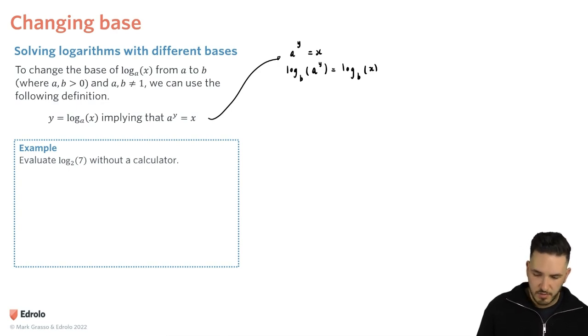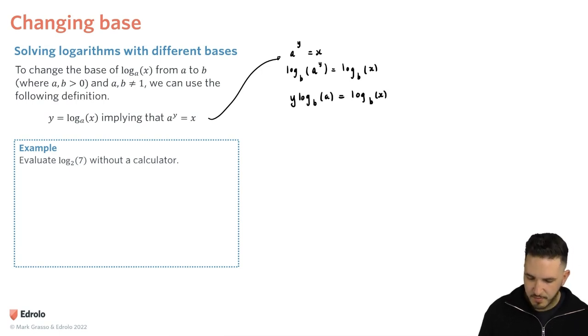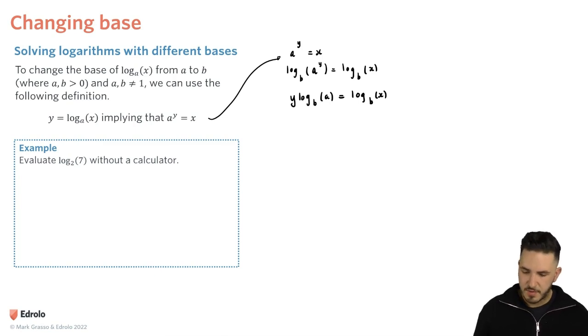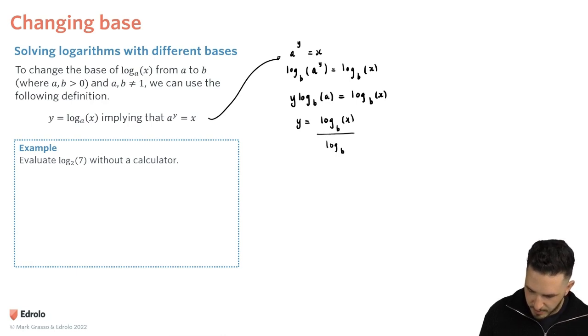Now we can use the power law for that y, so it comes to the front. So we're going to have y times log b of a equals log b of x. That doesn't change. We can't simplify that any further. And then from this part, we can divide both sides by log b of a. So we're going to have y equals log b of x divided by log b of a.